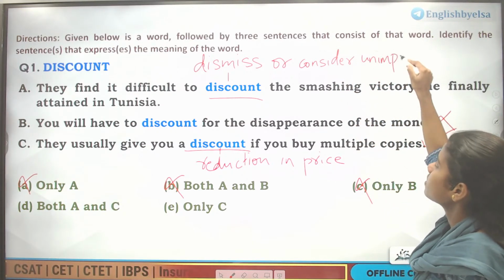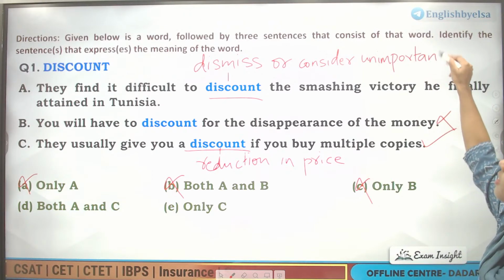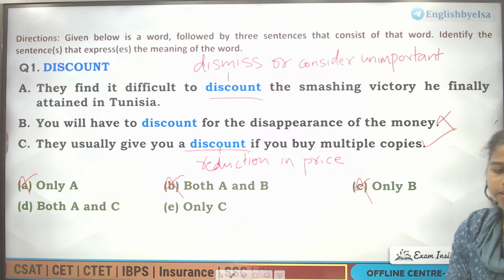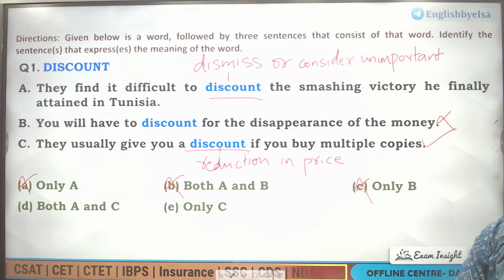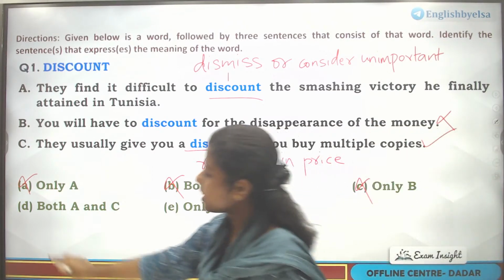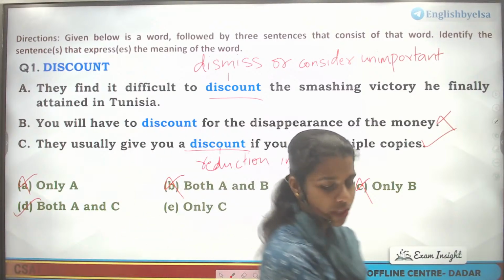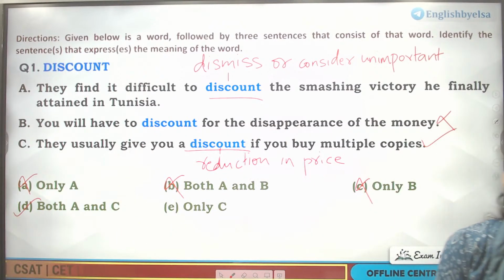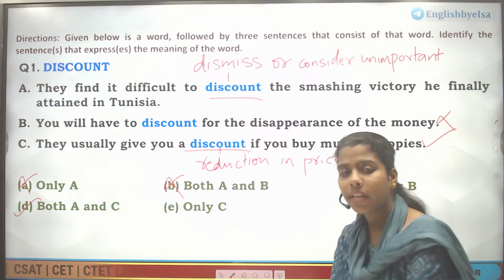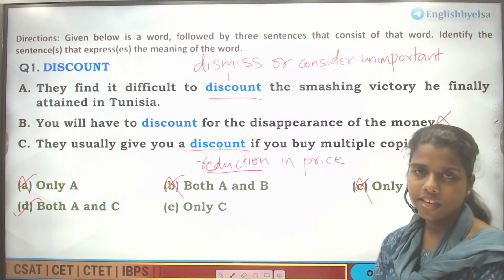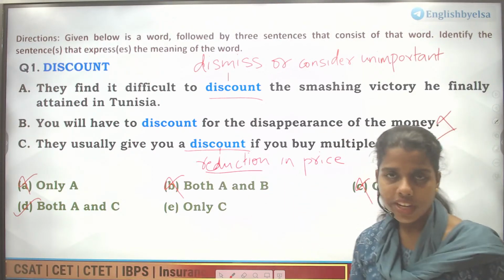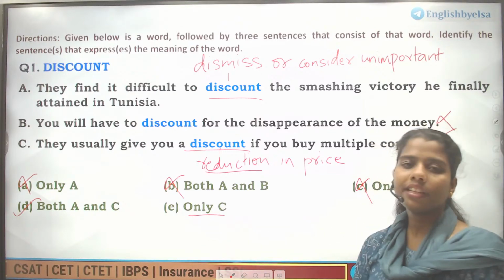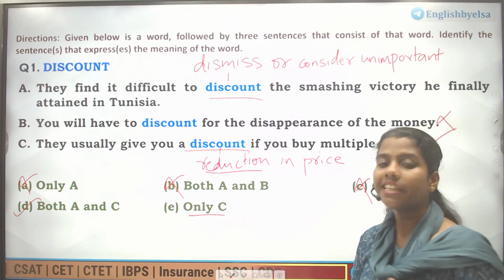Now try to read the statement. Yes, option number D is the correct option for this question. The word discount has some other meaning also other than this. We have heard this more often. So usually what people do is they go for option E, that is the incorrect answer.